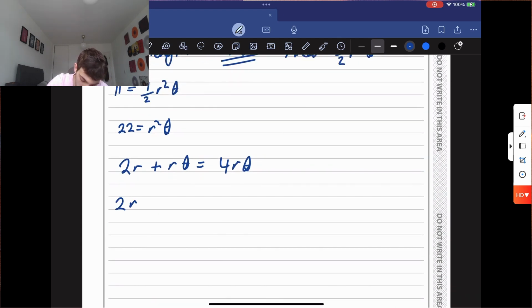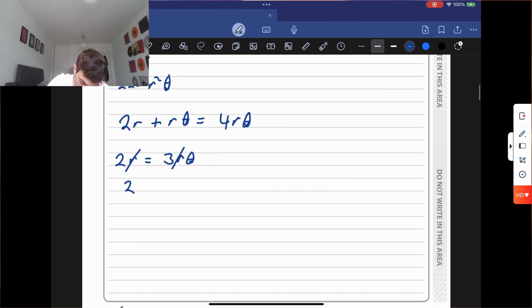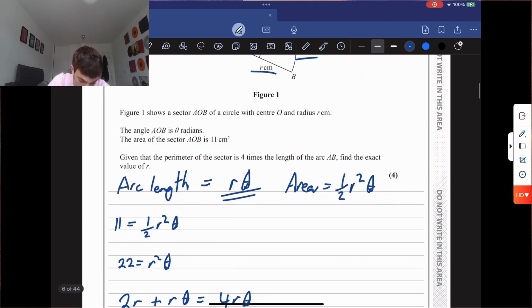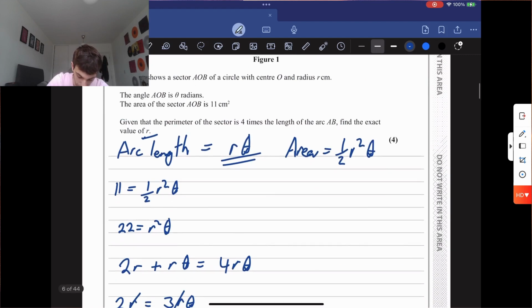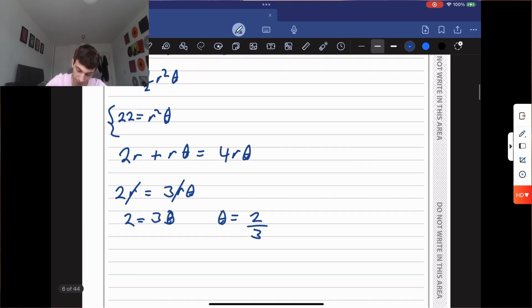So just a little bit of rearranging, we can take away r theta from the right hand side. So we have that 2r equals 3r theta. Perfect, we can cancel out the r's on both sides here. So we have that 2 equals 3 theta. Therefore, dividing over by 3, theta equals 2/3. Do they want theta? No, they want r. So what we're going to have to do is, using this equation that we found before, plug in theta equals 2/3, and then we have it.